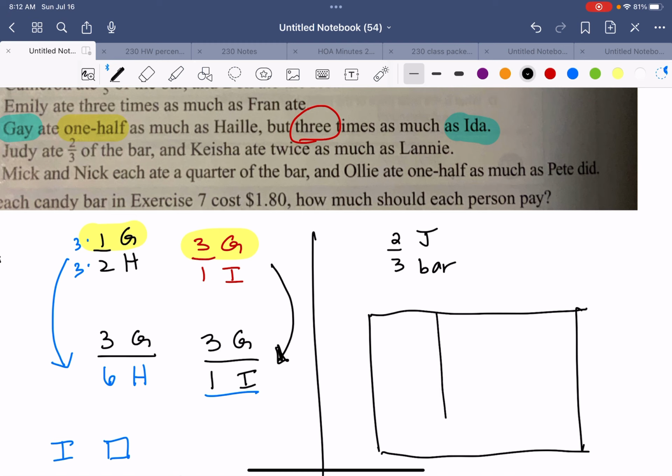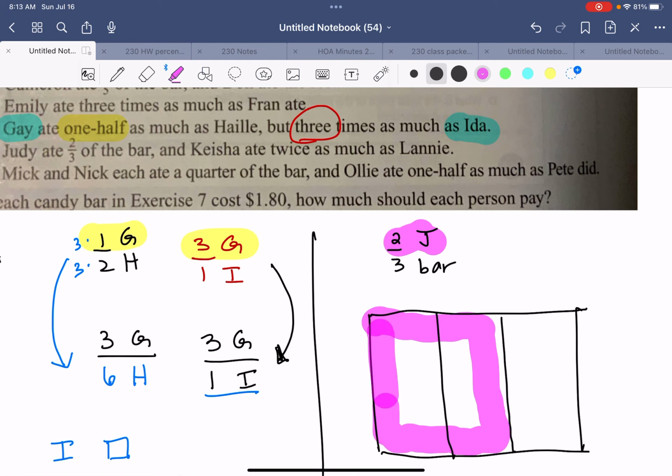So I'm going to cut this into 3 pieces, kind of like we did with our double sorts, right? When you cut the bottom number into those number of pieces. And then I'm going to go ahead and shade Judy's section. So this is Judy's. Okay. Now, that takes care of the first ratio.